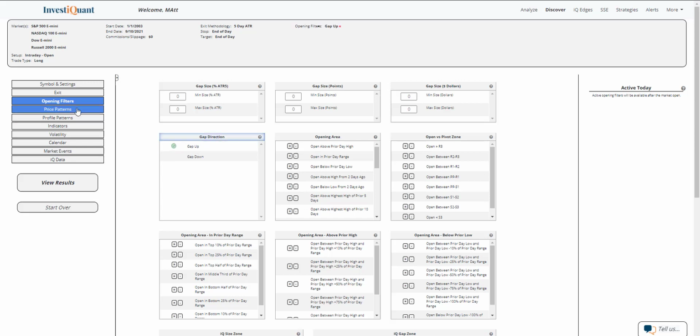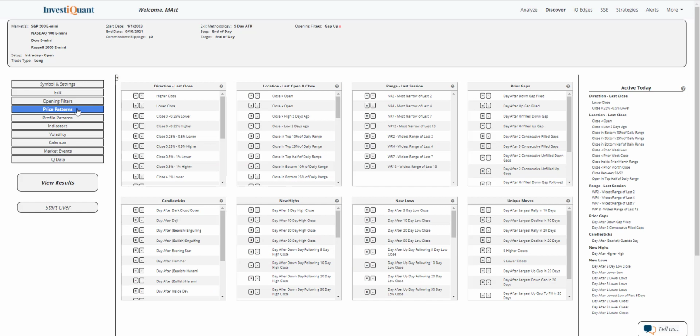Next, I'm going to go down to the price patterns, and I'm going to grab the candlestick pattern from the active today section. I can find candlesticks right here. Day after bearish outside day. I just clicked on that. It came from the candlestick category here. If I scroll down a little bit, you'll be able to see it there.